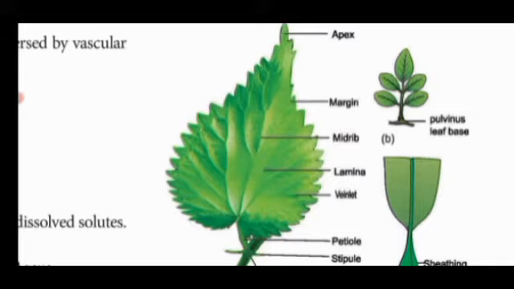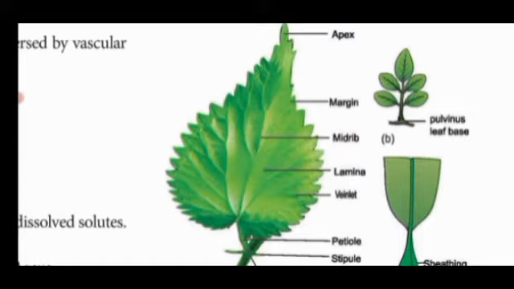The leaves are the primary photosynthetic organ and the main site of transpiration. All the leaves of a plant together are referred to as the phyllome.